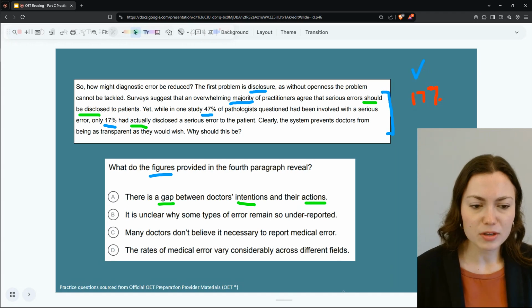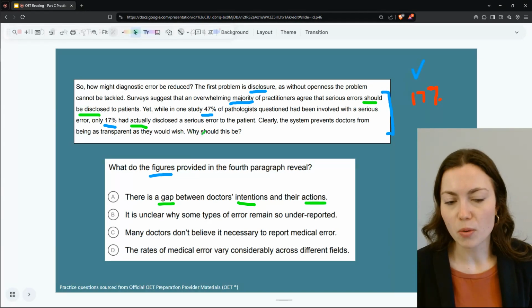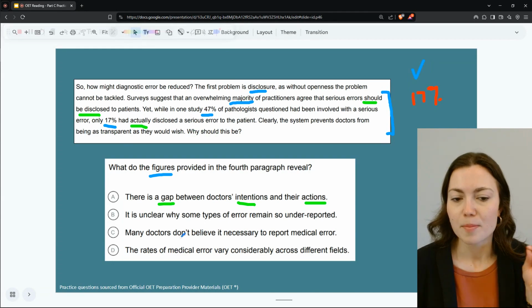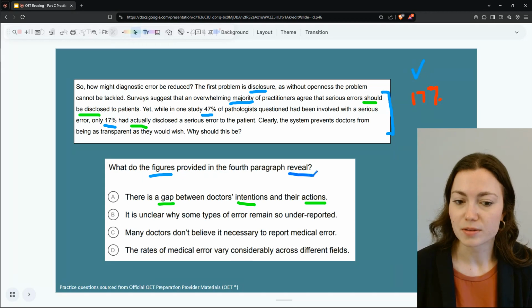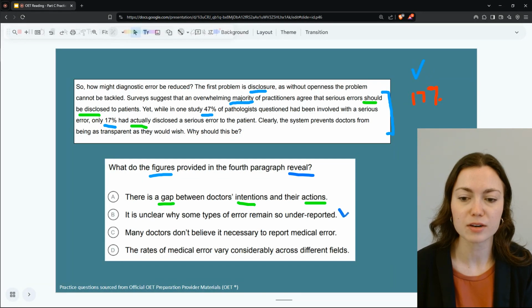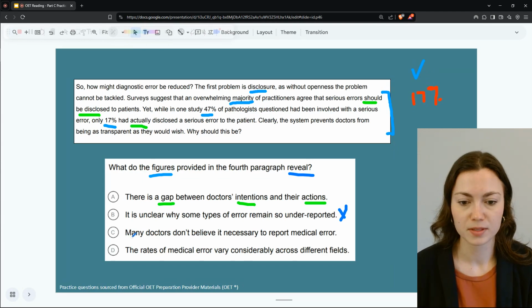All right, and then if we look at our other options here. B: it is unclear why some types of errors remain so underreported. Well, they do point here, why should this be, right? Like, what is the reason? But go back to the question again: what do the figures reveal? Not so much what other things in the paragraph are saying. So we have to be careful. B doesn't actually answer the question about the figures.